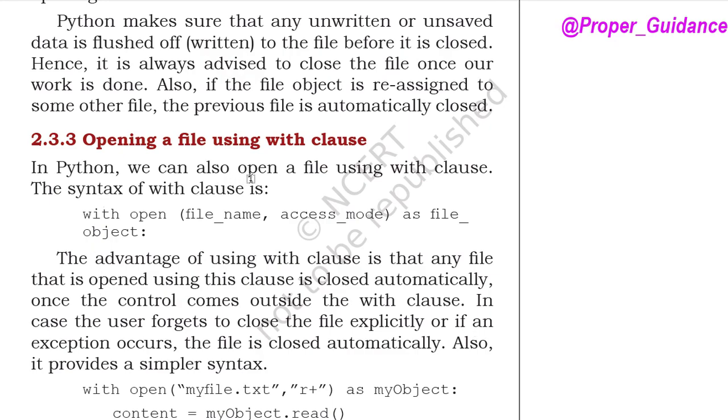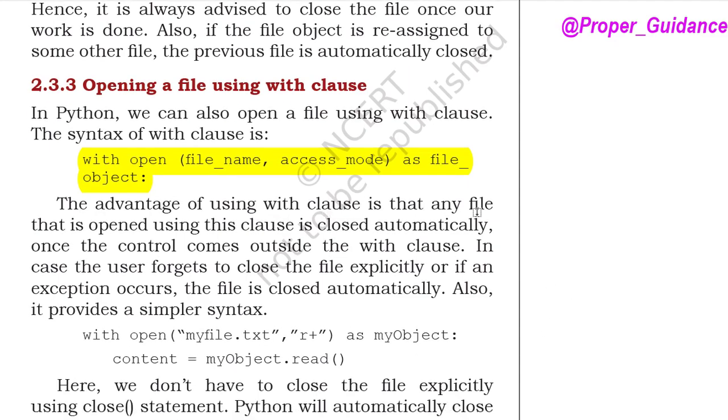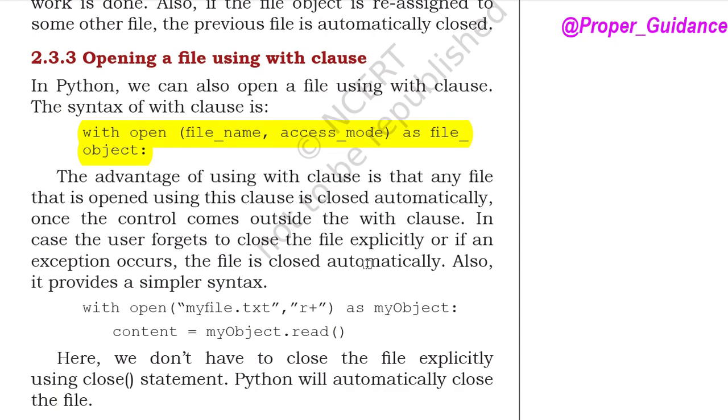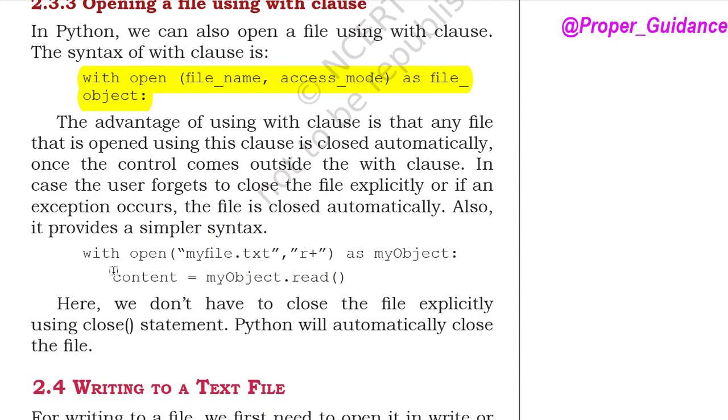In Python, we can also open a file using the with clause. The syntax of the with clause is here: with open(file name, access mode) as file object. The advantage of using the with clause is that any file that is opened using this clause is closed automatically once the control comes outside the with clause. In case the user forgets to close the file explicitly, or if an exception occurs, the file is closed automatically. Also, it provides a simpler syntax.